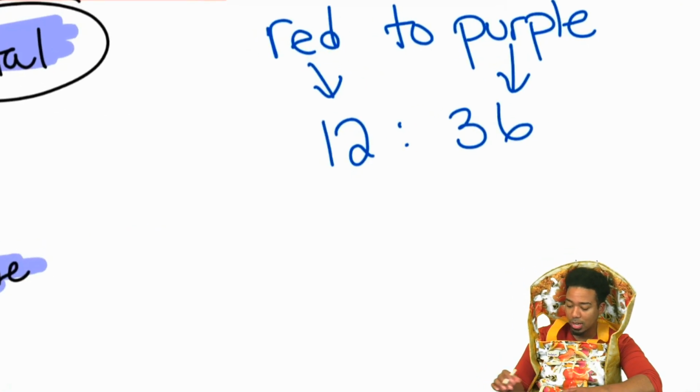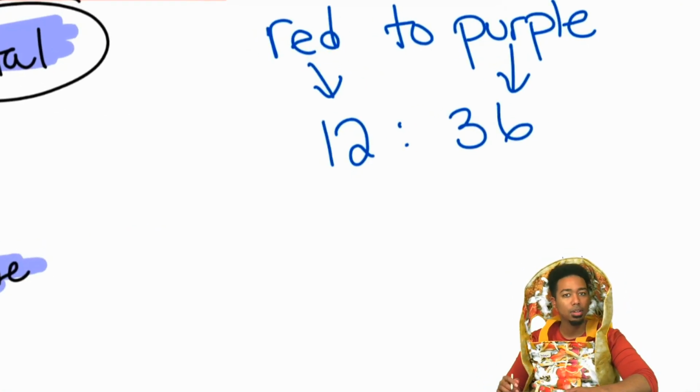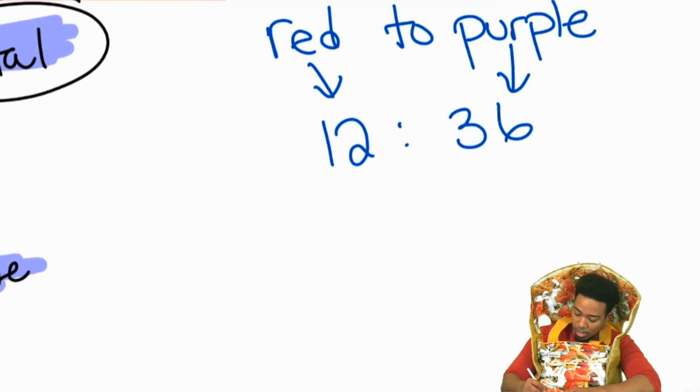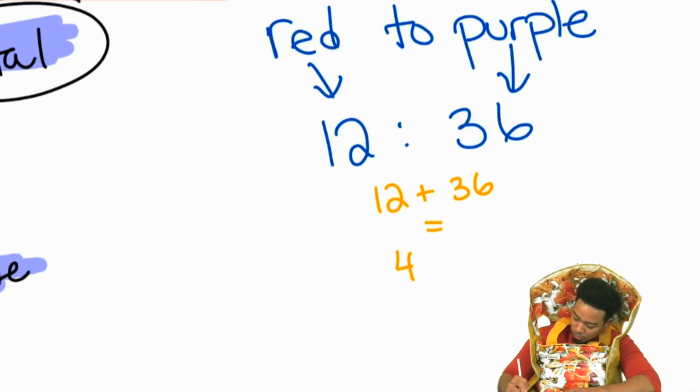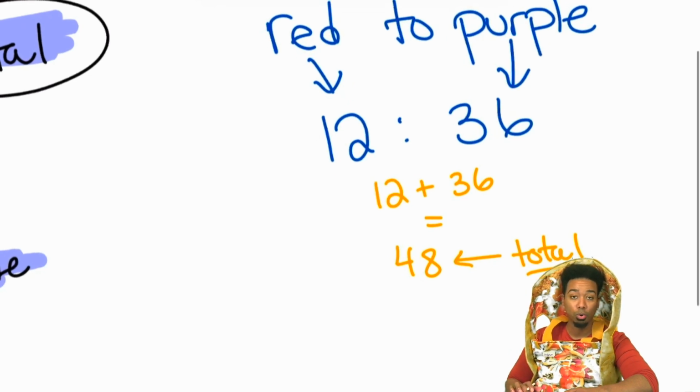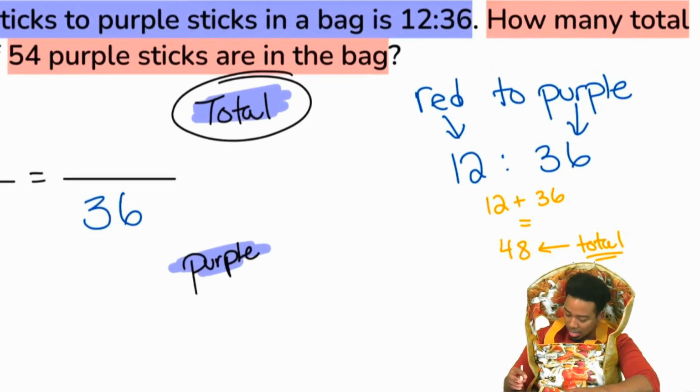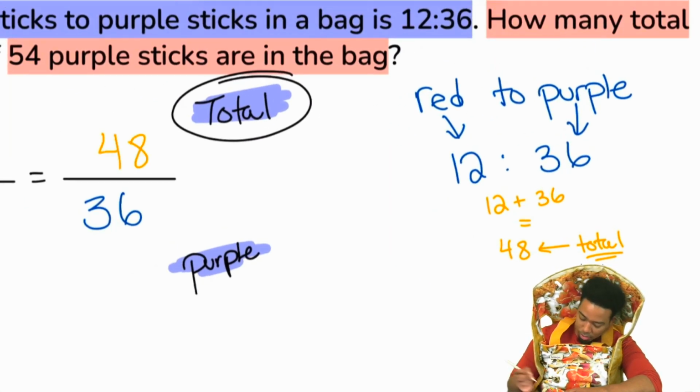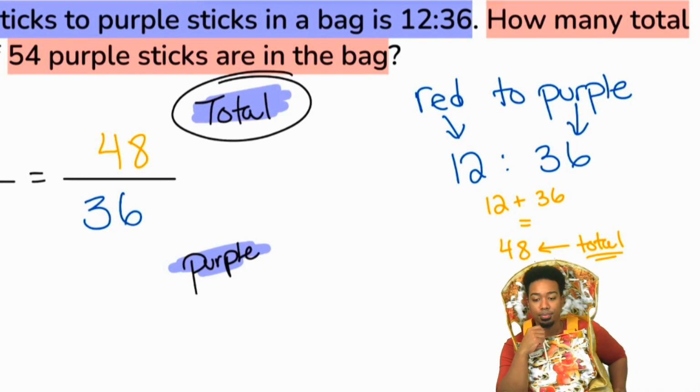Because if we check things out over here, if we have 12 red, 36 purple, how many total? Well, we'll just go ahead and add them together. 12 plus 36 equals 48, and that is 48 total. That is what represents the total parts. So we plug that in right over here.